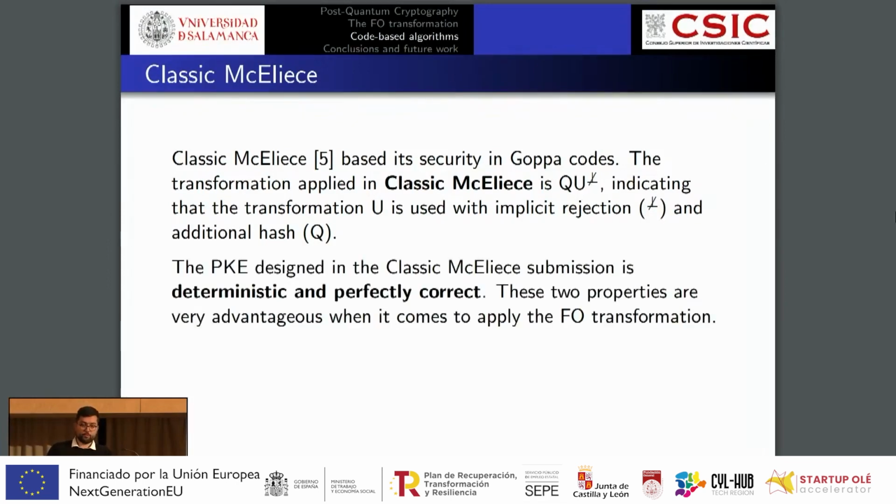The public encryption scheme that is underlying the transformation in the case of Classic McEliece has very valuable properties for the application of the transformation. In this case, it is deterministic and perfectly correct. Both these properties allow us to apply particular versions of the transformation that have good security reductions.